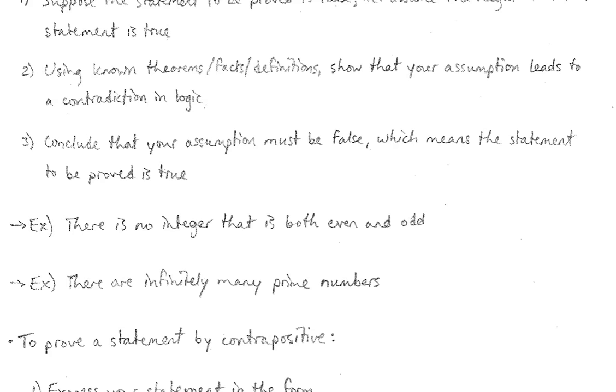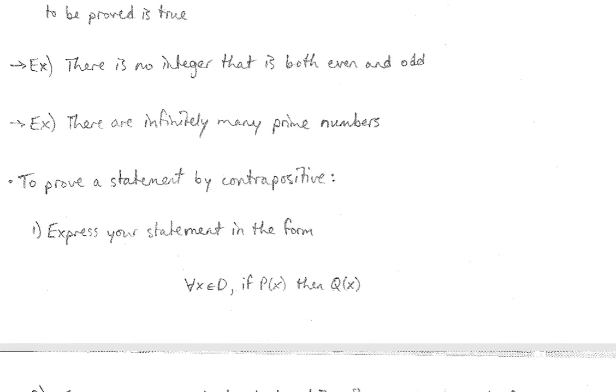conditional statement, then because the contrapositive is logically equivalent to the statement that you were given, you are proving that the given statement is true. So to prove a statement by the contrapositive, you're going to express your statement in the form for all x in some set, or we could have more than one, for all x and y in some set, and then you have your conditional, if p of x, then q of x.